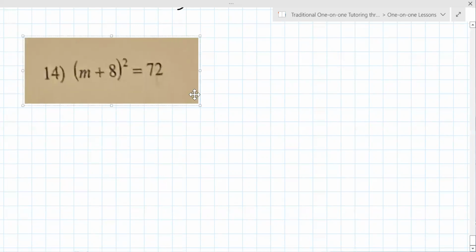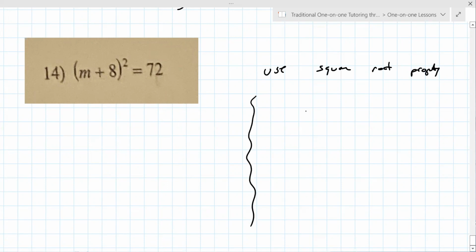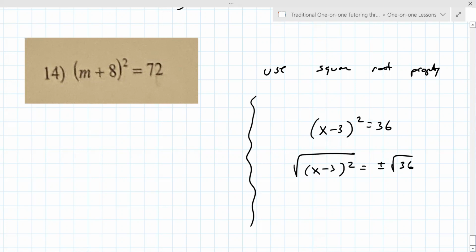Okay. So this one says to use the square root property. The base case is actually something like this. It would be like x minus 3 squared equals 36. You take the square root of both sides. Plus or minus is very important there. The square root undoes the square, so you get x minus 3 equals plus or minus 6.